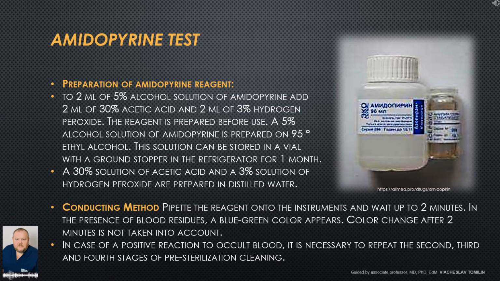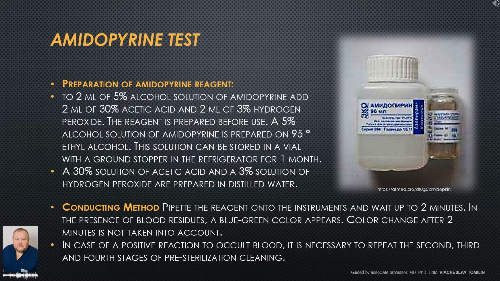Imidopyridine test. Preparation of imidopyridine reagent. To 2 ml of 5% alcohol solution of imidopyridine add 2 ml of 30% acetic acid and 2 ml of 3% hydrogen peroxide. The reagent is prepared before use.